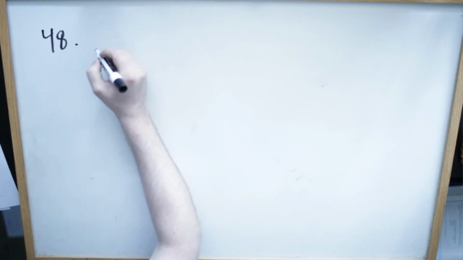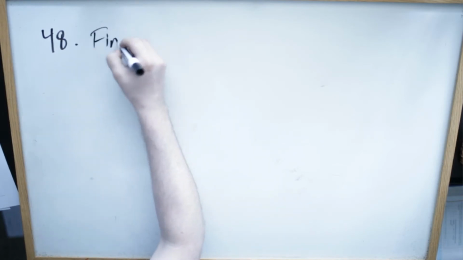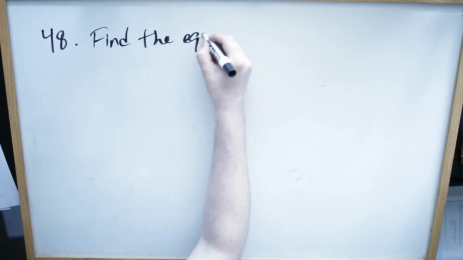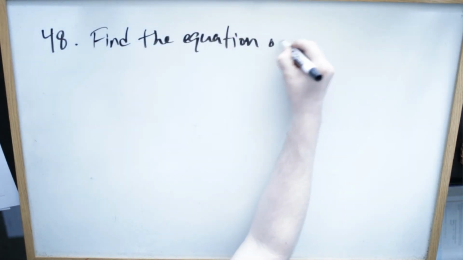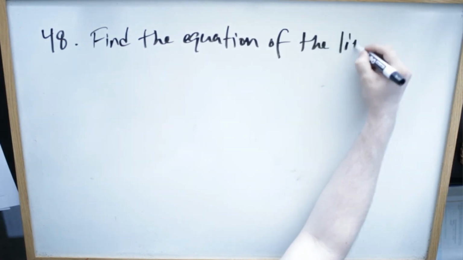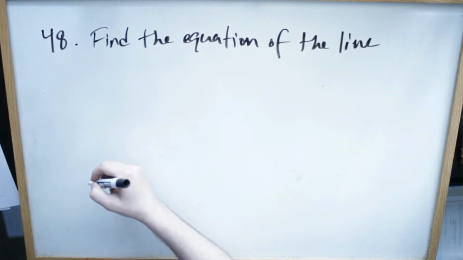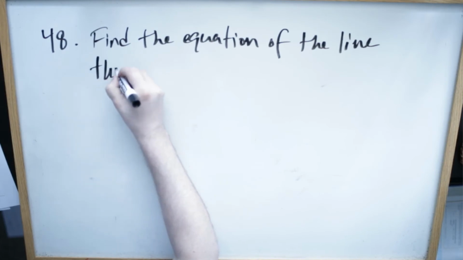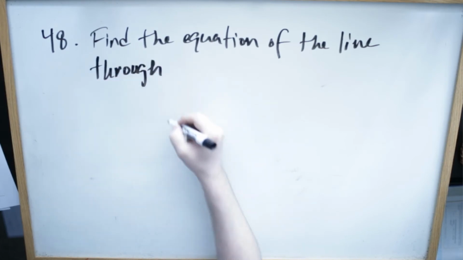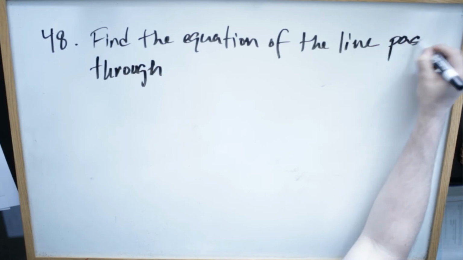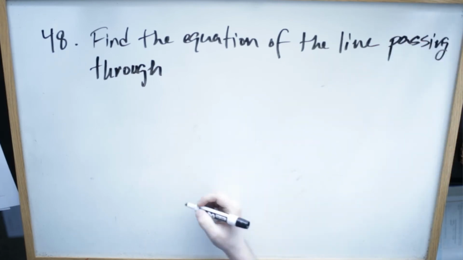So for example, if you're given 2 points, you have to find the slope, but you also have to put it into the proper form. So how do you do it? In this case, question 48 asks us to find the equation of the line passing through the given points.